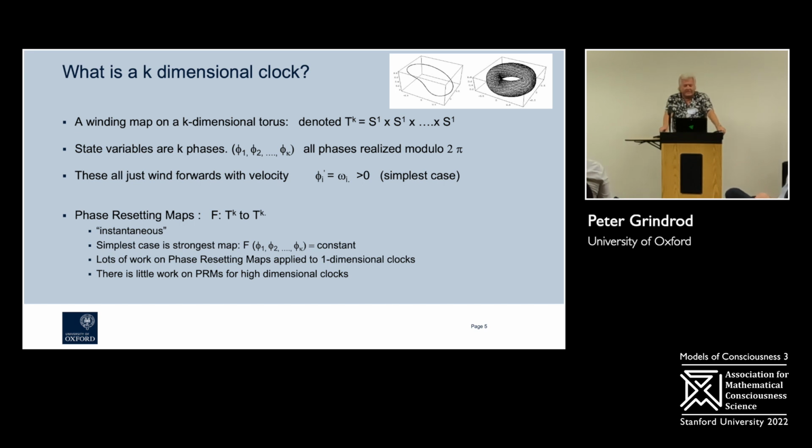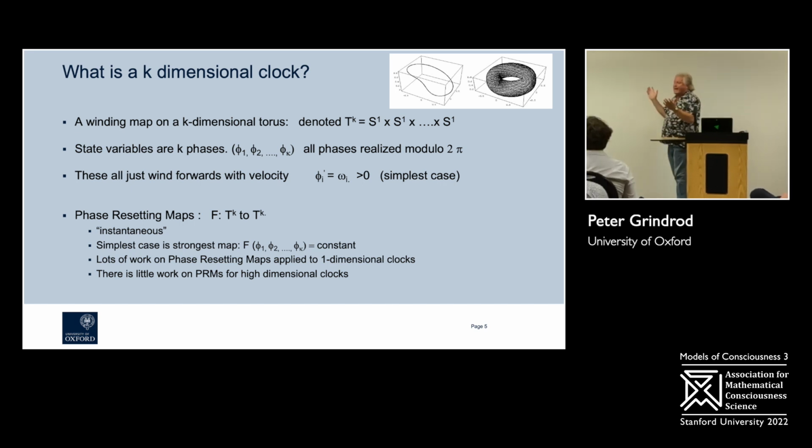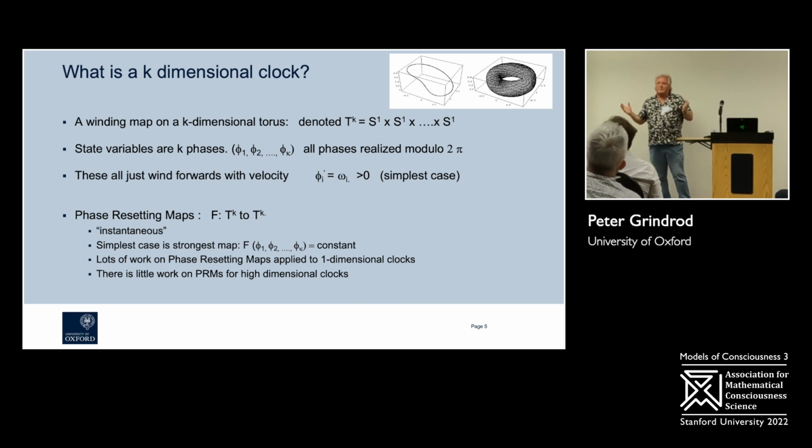And if I have a dynamic on this, they can just wind forwards with a velocity. So phi i winds forward with velocity omega i. And there's no reason why the omegas have to be the same. So I might be going very quickly round that way and very slowly round that way. You see what I mean. And if k is 10 or something, then I've got a 10-dimensional surface which is embedded in a larger space, but still, conceptually, that's a k-dimensional clock. It's got k phases instead of one phase. But everything else is kind of the same.